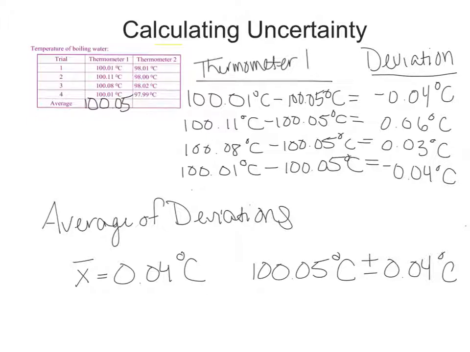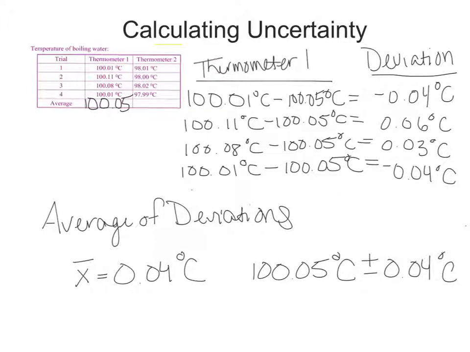We have to take each thermometer separately again, so I'm going to do thermometer 1. I copied over the average we had from last time, 100.05 degrees Celsius. Pretend there's a unit there, because we're going to be using this average quite a bit. Down this column for thermometer 1, I wrote in all of the data points, 4 trials, 1, 2, 3, 4. From each one, I'm subtracting the average. So this whole column is the same number all the time.